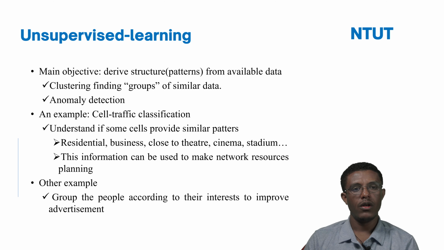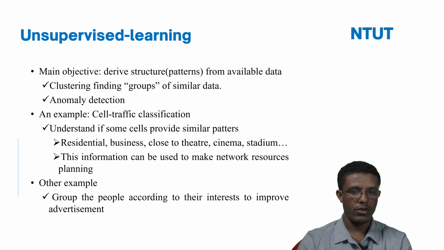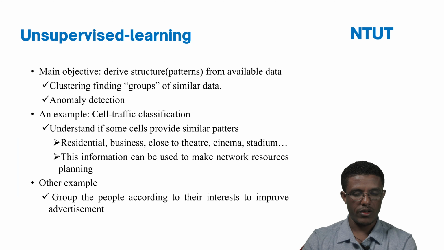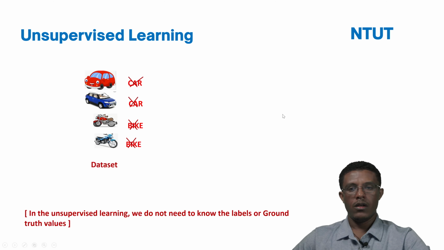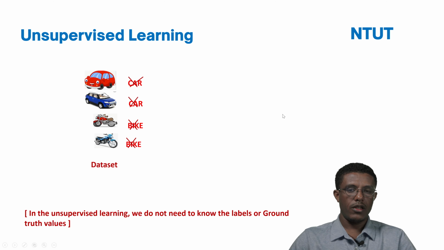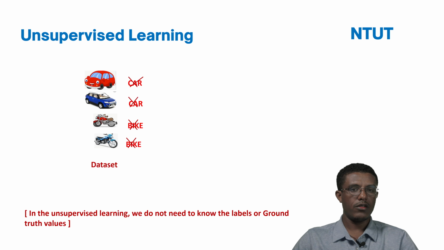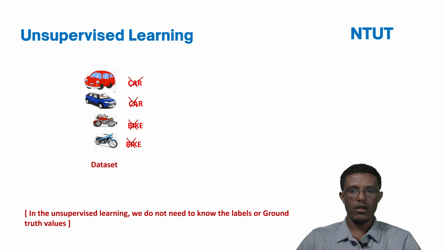So we can group based on the interests. We can classify, for example, some people may like music, some people may like movies, some people may like playing other things. So based on that interest, we can cluster them into different groups. That is the way for clustering or unsupervised learning. This is how to label the data set in unsupervised learning.